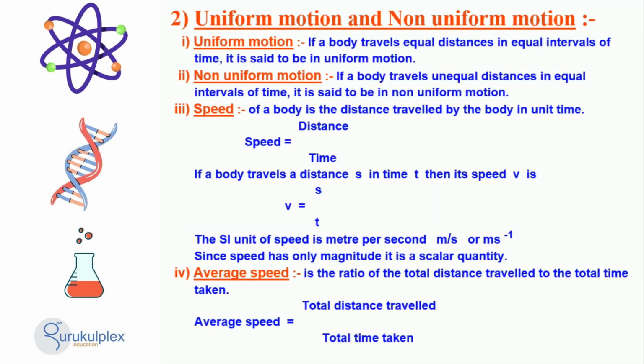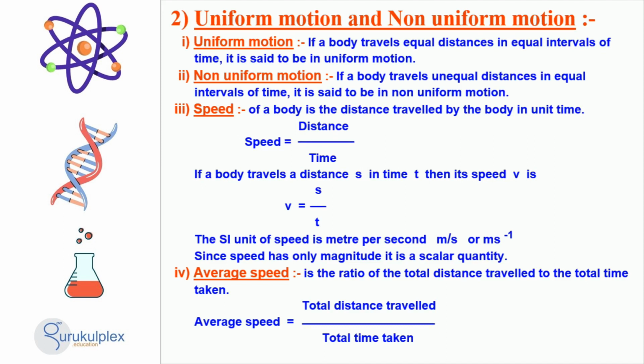Motion is divided into two types: uniform motion and non-uniform motion. When a body travels equal distances in equal intervals of time, it is in uniform motion, like when driving at a constant speed. If accelerating or decelerating, the body is in non-uniform motion.